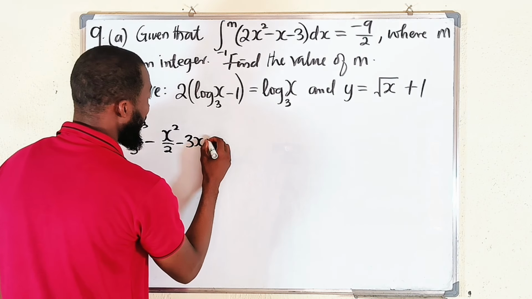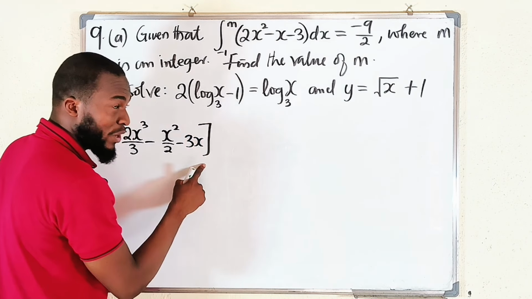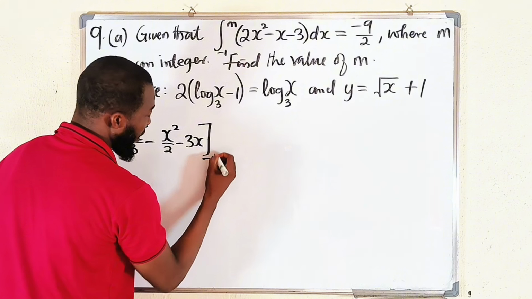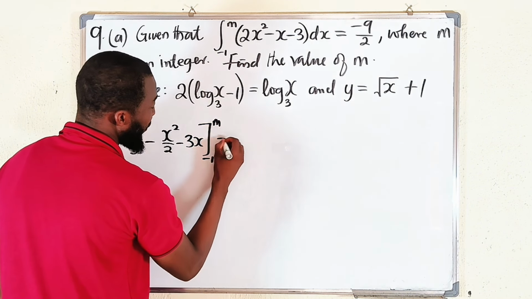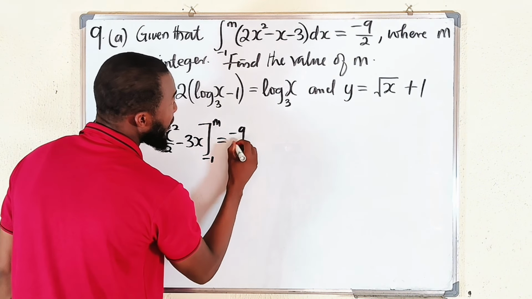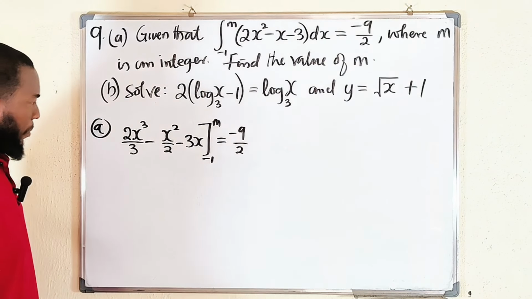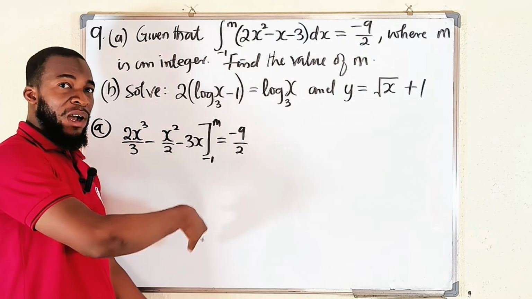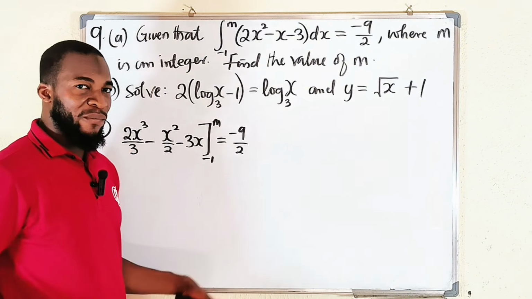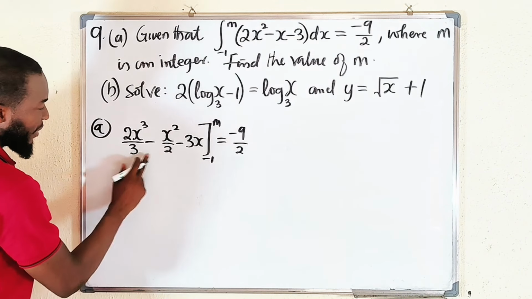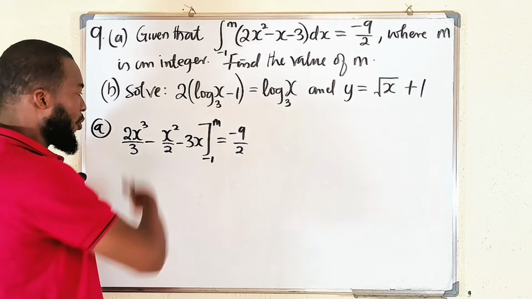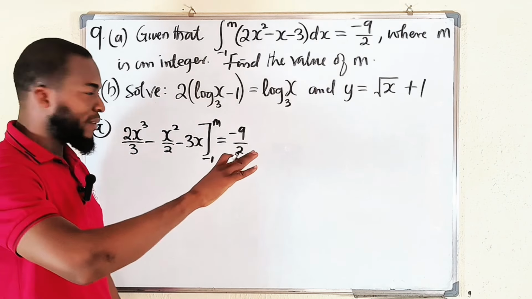Then everything, but we have a boundary, right? Which is the limit from -1 to m. Everything equal to -9 divided by 2. So we have an equation here. But notwithstanding, even if you have the limit, you can clear the fractions if you so wish. The LCM of 3 and 2 is 6. So multiply all across by 6.